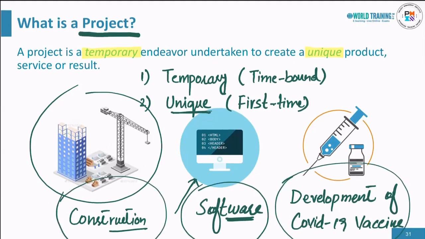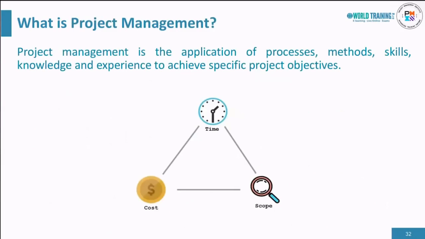Two important things should be there to characterize something as a project. First, it should be temporary. And second, it should produce a unique product, service, or result. With this definition of a project, let's define what is project management. Project management is the application of processes, methods, skills, knowledge, and experience to achieve specific project objectives. So it's the application of knowledge to achieve specific project objectives.